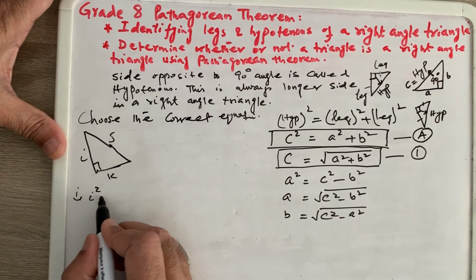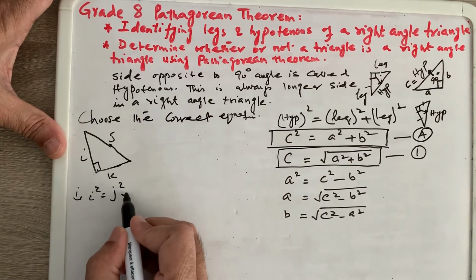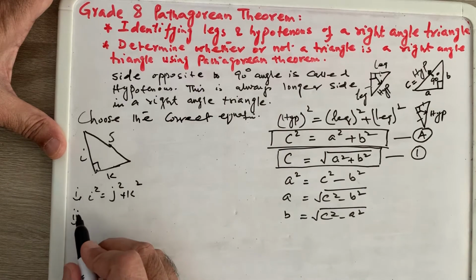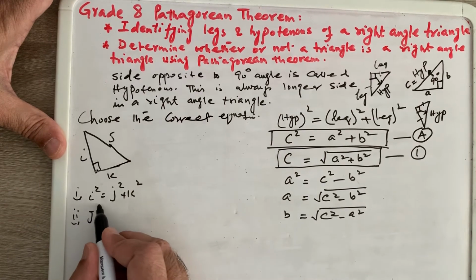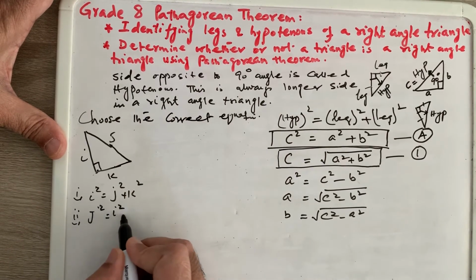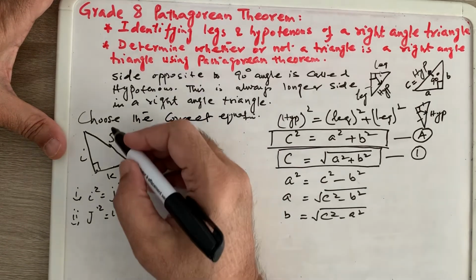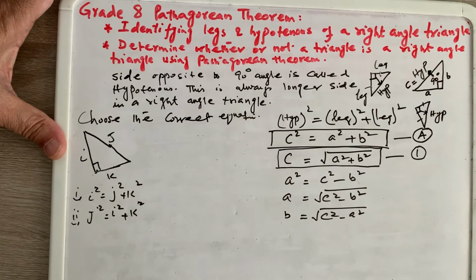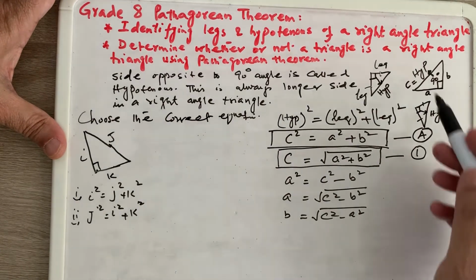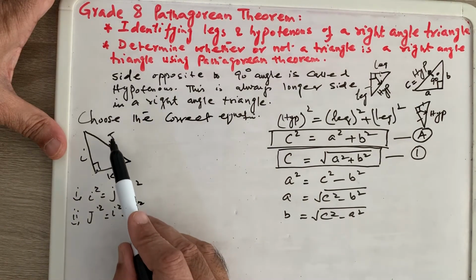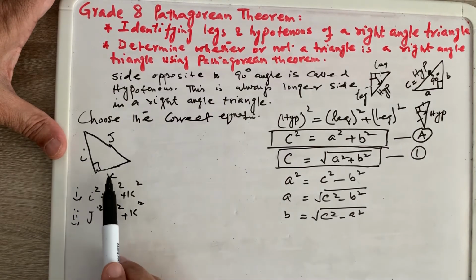I square is equal to J square plus K square, and the second equation, maybe you can make the second equation as J square is equal to I square plus K square. Now we have to check which equation is correct. The question is, choose the correct equation. Based on what we have learned here, the Pythagorean theorem is the square of the longer side.